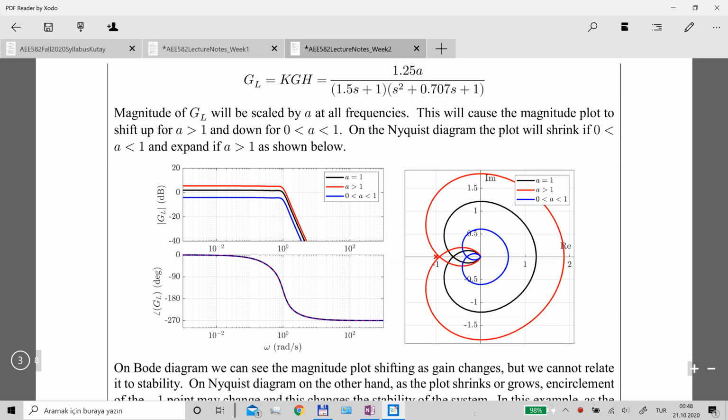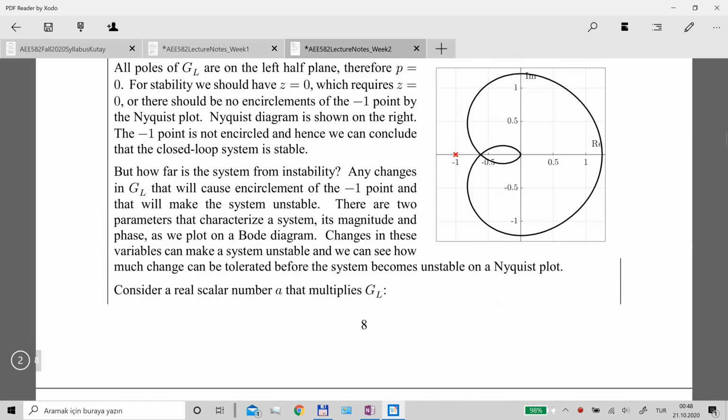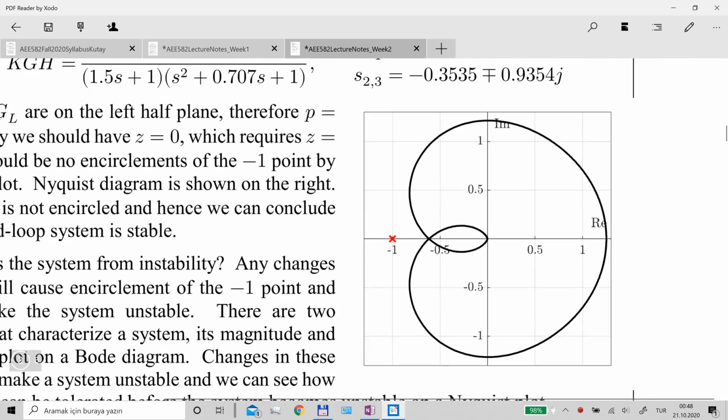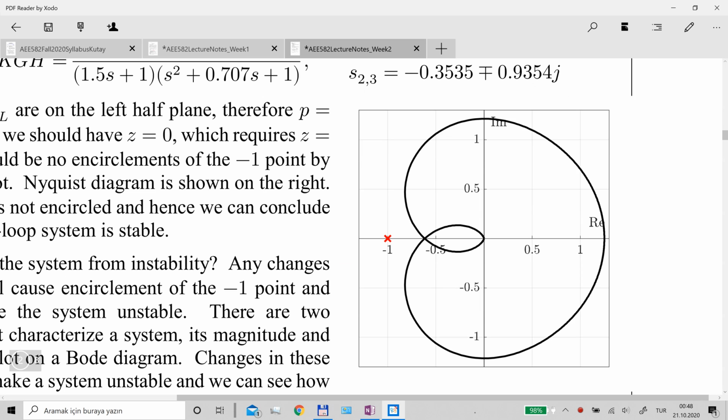So for values of a that are less than 1, there's no danger, because a value of a less than 1 will make the chart smaller. And if you come back here, the original Nyquist plot doesn't encircle the -1 point. And as it gets smaller, there will be no encirclements. So this means that for smaller values of a, or in other words, if the magnitude of the system is reduced, then the closed-loop system will remain stable.